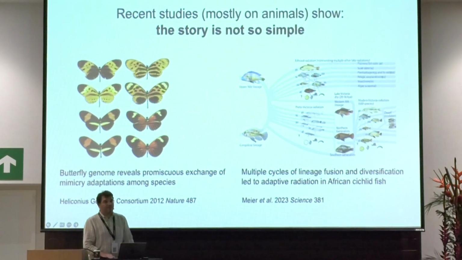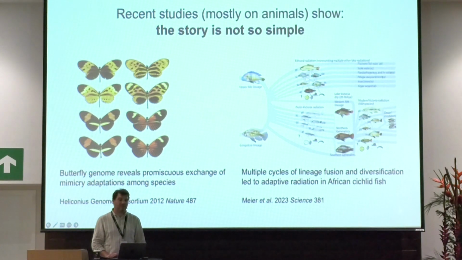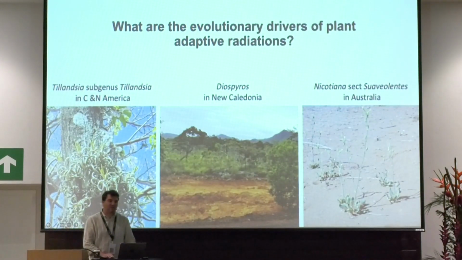So from such animal examples, we started to understand that the story may not be so simple, that other events or other processes may be behind these radiations as well, as, for example, hybridization, right? We are here for the symposium, or particular demographic events, or genome dynamics, like gene family evolution, and so on and so forth. And in my group at the University of Vienna, we are trying to understand these processes in plant adaptive radiations, and we study in particular three plant adaptive radiations.